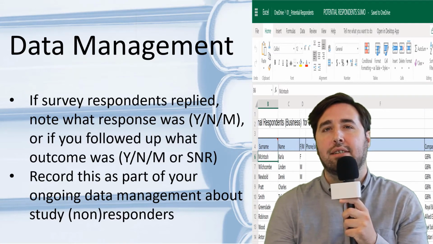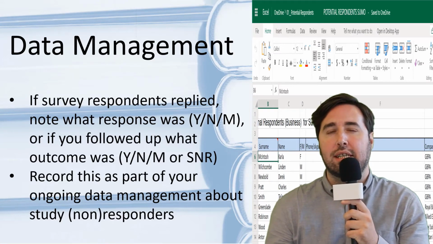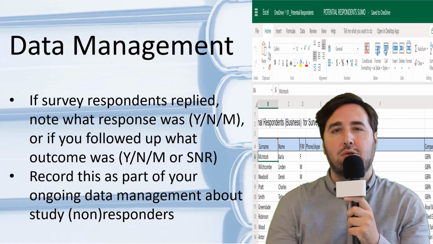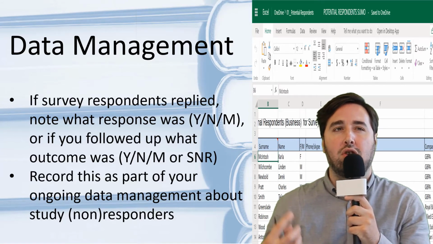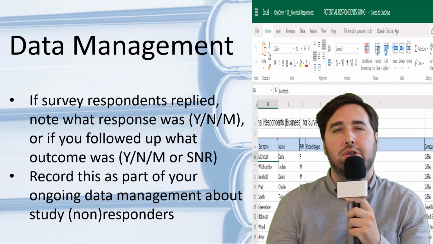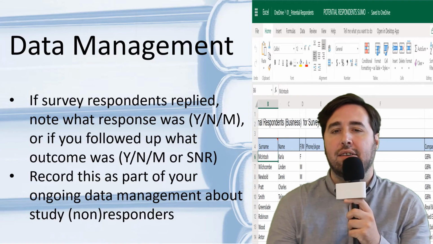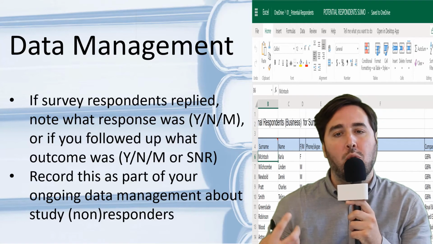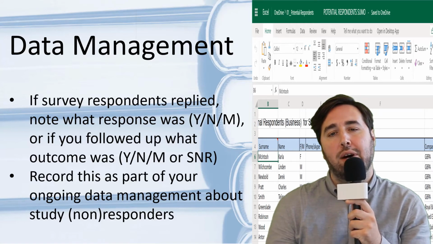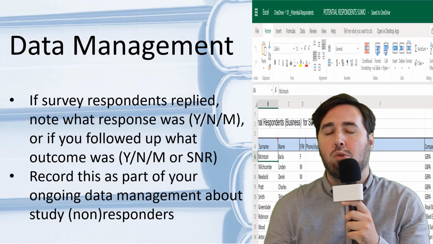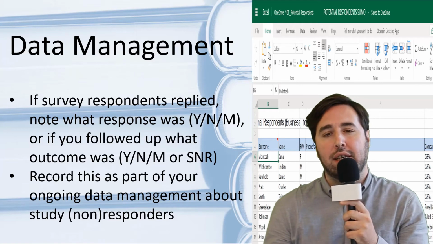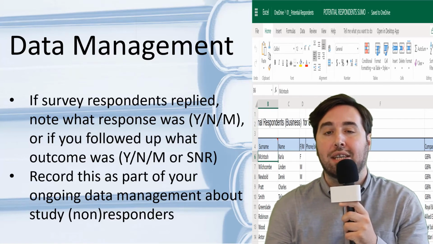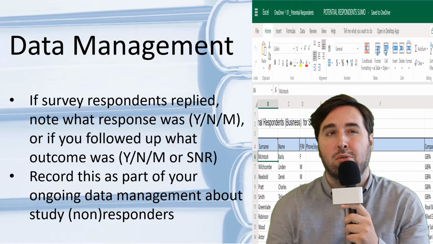Now, here is the data management that I was talking about. You can see here the example of the Excel sheet on the screen. Again, you want to be clear about exactly what your survey respondents have said. Did they indicate yes, no, maybe? If you followed up with people, what number of reminder letter are you at, 1 or 2? And what was the outcome after you followed up? Was it yes, no, maybe, or was it SNR? In other words, still no reply.